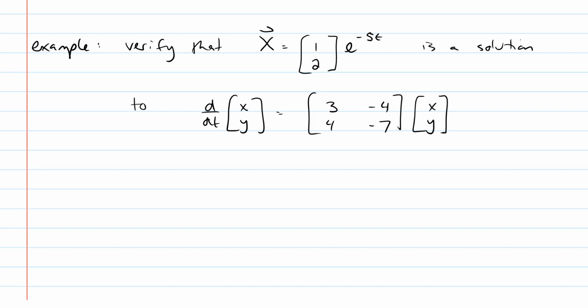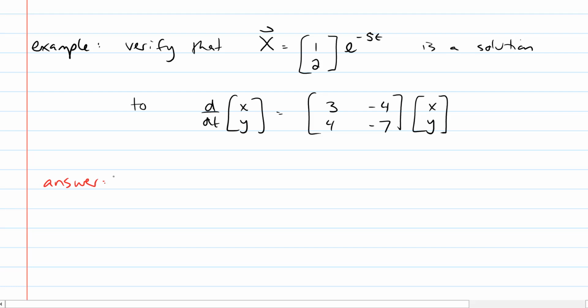In this video, I will show how to verify the solution to a system of linear first-order differential equations. So you can see that I've already written out our example. We're going to verify that the vector capital X is equal to column vector 1, 2 times e to the negative 5t. That is a solution to the system d/dt of (x, y) is equal to the matrix 3, negative 4, comma 4, negative 7 times column vector (x, y). Okay, so how do we do that?